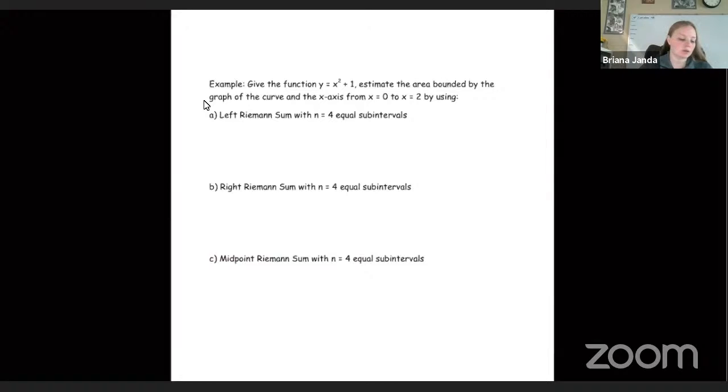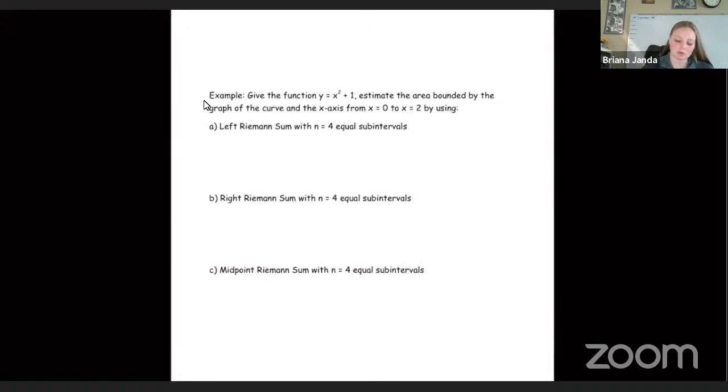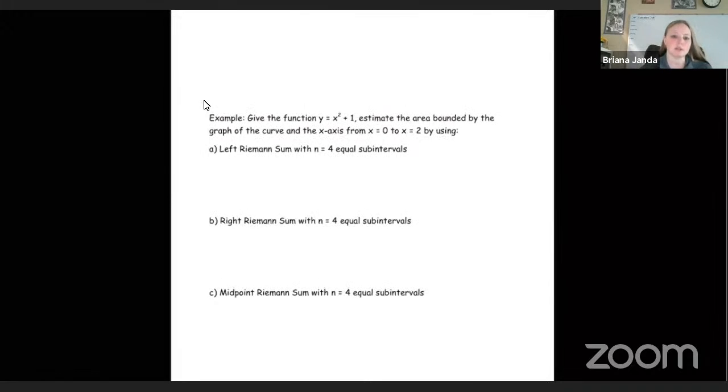Now I will encourage you to have your calculators ready. The numbers get a little ugly on this one, and you might want to make notes for yourself as you are doing this as to where these numbers are coming from. So the first thing I did for myself was give myself a picture so I could figure out what was going on.